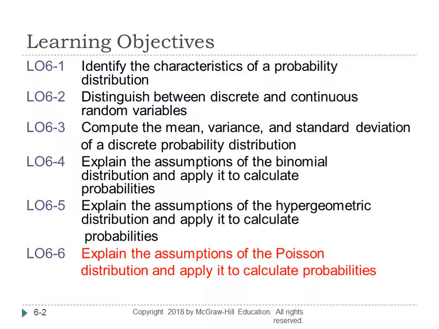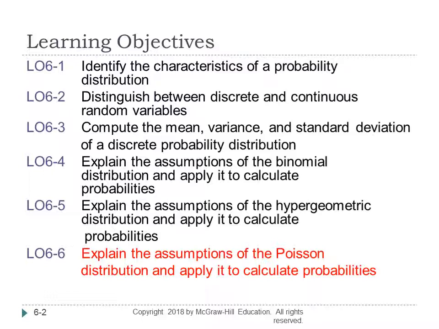Then distinguish between discrete and continuous random variables. If you recall, when we discussed different types of data, chapter 1, we said that there was discrete data and there was continuous data. We will also see that there's a distinction between discrete random variables and continuous random variables. Next learning objective, number 3, we will do some calculations. We want to see how to compute the mean, variance, and standard deviation of a discrete probability distribution.